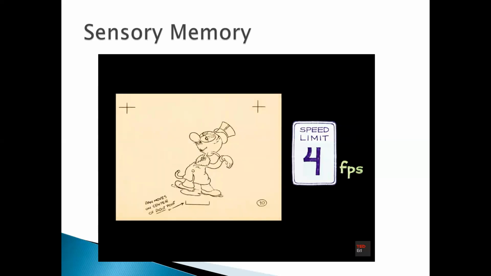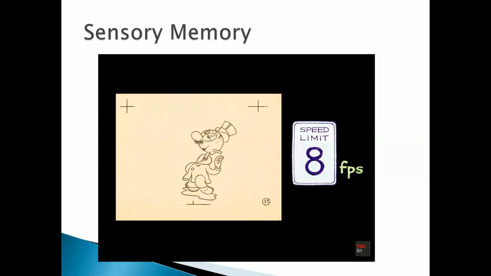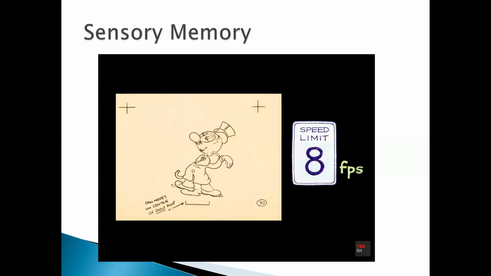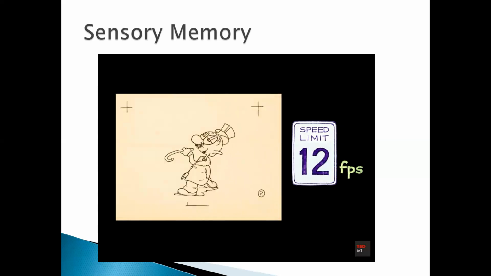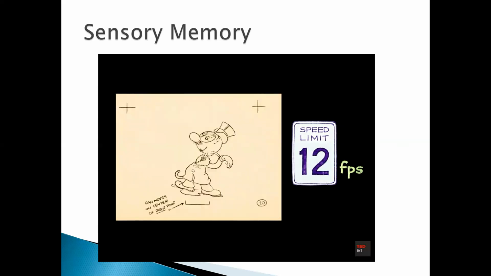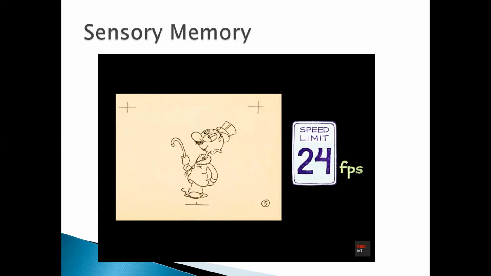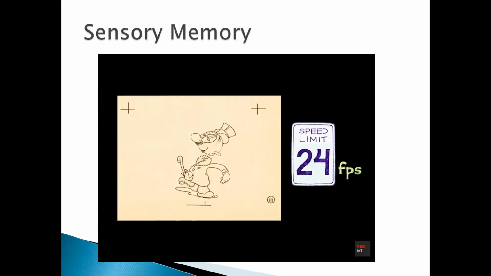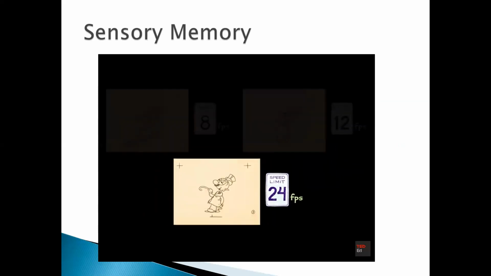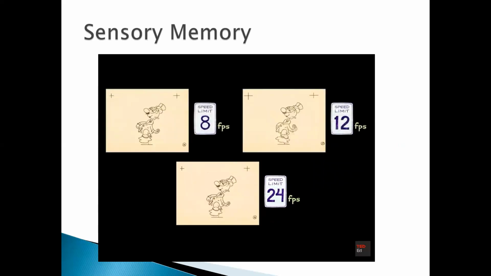Let's speed up. 8 frames per second. 12 frames per second. Looks like we're about there. At 24 frames per second, the motion looks even smoother. This is standard full speed. So the point at which we lose awareness of the intervals and begin to see apparent motion seems to kick in at around 8 to 12 frames per second.